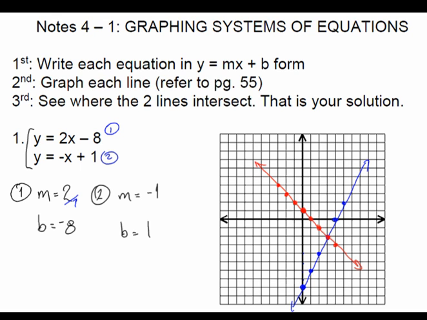We now find our location where our two lines intersect each other. In this case is right there, which is at the point 3, negative 2. Problem number 2.